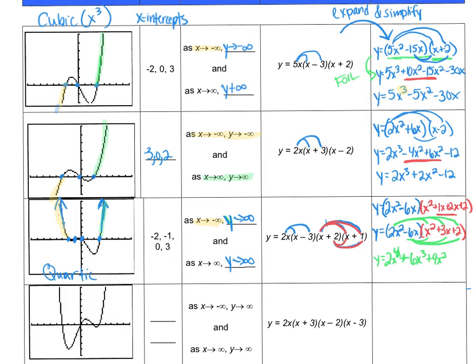So a negative 6x times x squared is going to be a negative 6x to the power of 3. We're just going to have to drop down to the next line. Then we do a negative 6x times a positive 3x. You're going to have a negative 18x squared. And finally, a negative 6x times a positive 2 is a negative 12x.